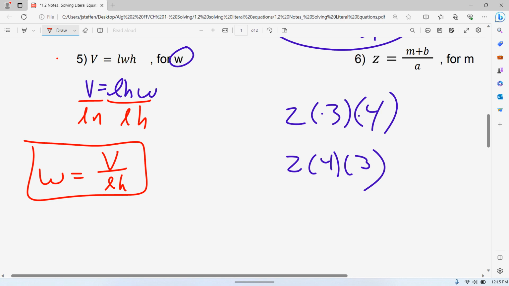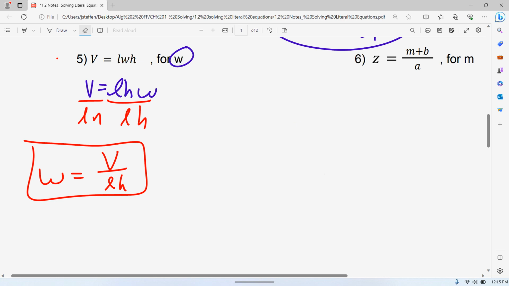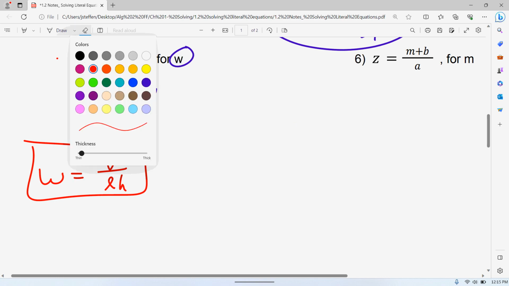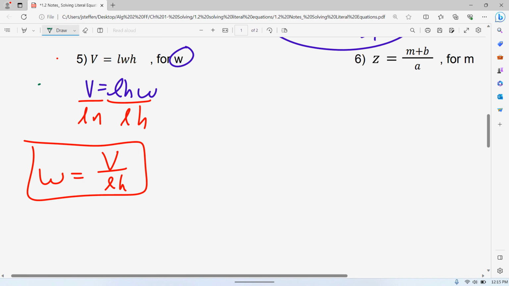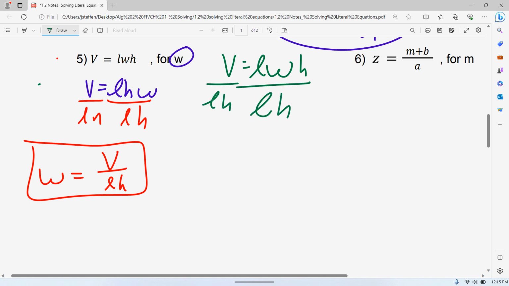Another way to do this, which is still correct, is if you have B is equal to LW times H. Now, obviously, you could do it right. You wouldn't have to change the order. You could just divide by LH. That's fine. You don't have to, so you can still. But the other way to do this is 2 different steps, and that's fine. It's just a little bit confusing, and here's why.